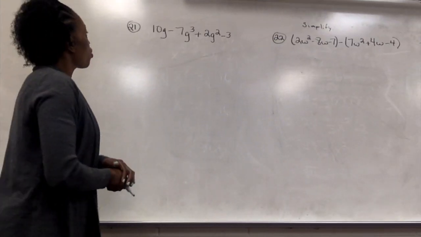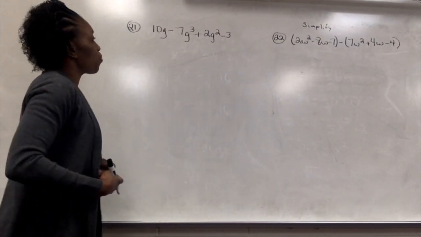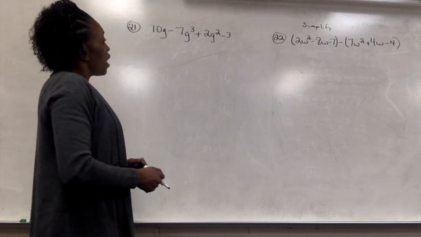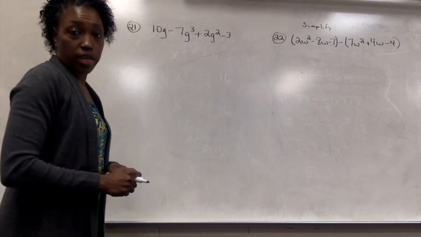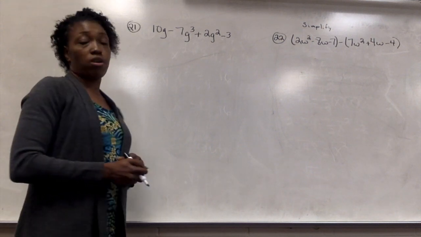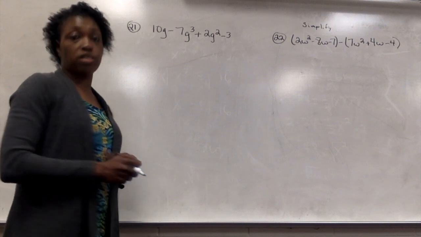For this problem, we're going to write the expression in simplified form. And when we're writing an expression in simplified form, we look at the exponent of each term, and we put it in order from greatest to least.